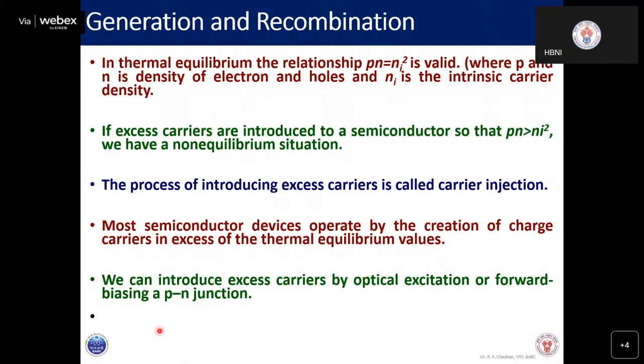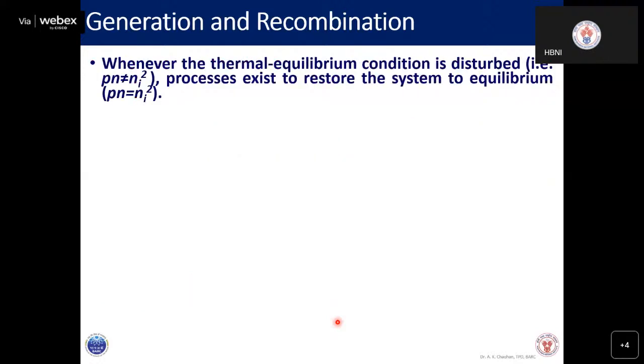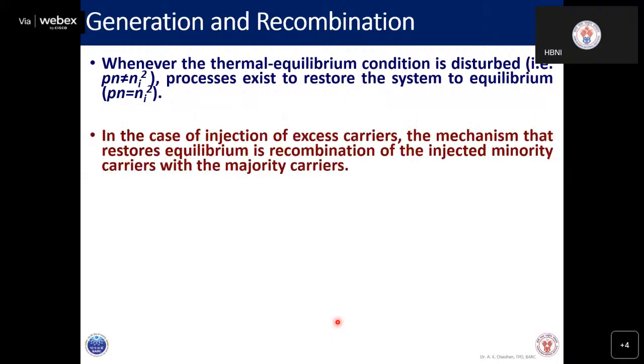So excess carriers can be created by optical excitation, or you can also do it by forward biasing a PN junction. Forward biasing means you are inserting current by applying a voltage in forward bias. Whenever the thermal equilibrium condition is disturbed, that is, P into N is not equal to Ni square, then certain processes exist to restore the system to the equilibrium state, which should be P into N is equal to Ni square.